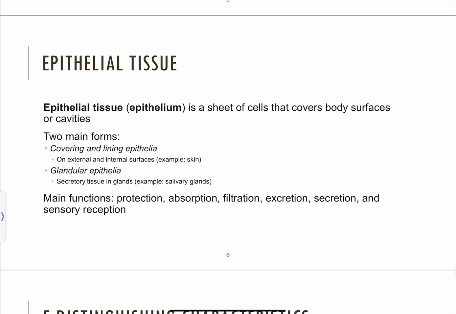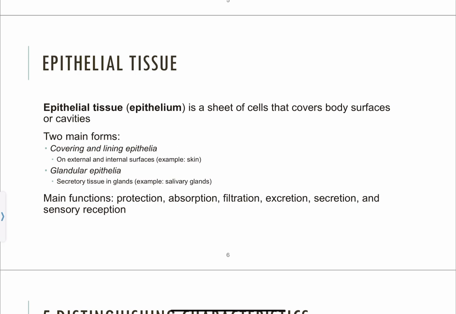So this is sheets of cells that are going to cover our body surfaces or line our internal cavities. So basically anywhere that's exposed to the external environment, whether it's inside of us, like through some sort of canal or tubing, or the surface of our body, like our skin, is going to be composed of epithelial tissue. There's two main forms. So we have the covering and lining epithelial tissue that I just referred to, and we also have glandular epithelia. So this is the tissue that lines all the glands in our body.